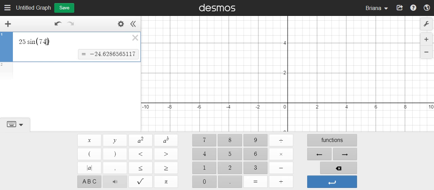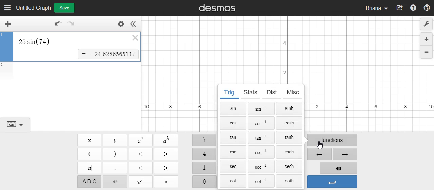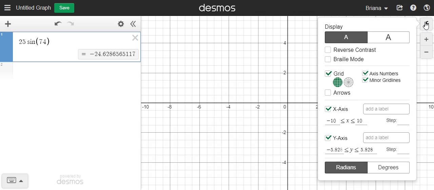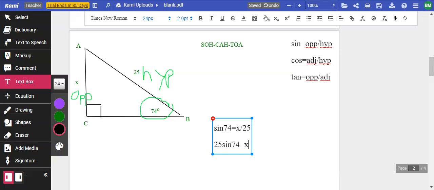I need to make sure this is in degrees. So when I'm in here, I need to know that I am talking about degrees. So I'm not sure where I go. Oh, right here. Degrees. There, it does it for me. So my angle is 74 degrees. So I've got 24.03 is my answer. So I can go back here. X equals the length of that side, 24.03.